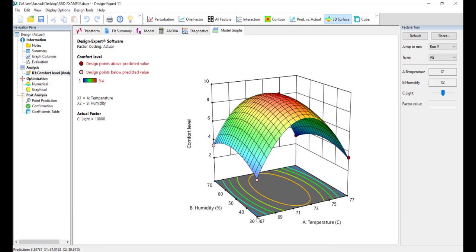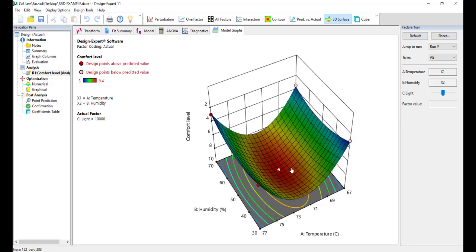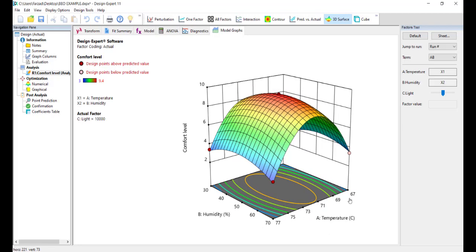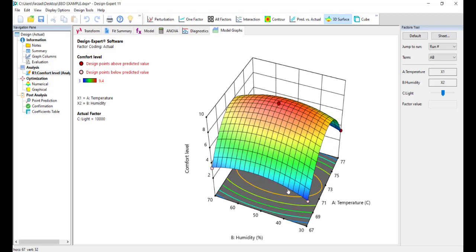As temperature is reduced or increased, actually, temperature here, I made a mistake, temperature here is Fahrenheit. We cannot have a temperature of 30 degrees, 70 or 67 degrees Celsius. So temperature here is Fahrenheit.